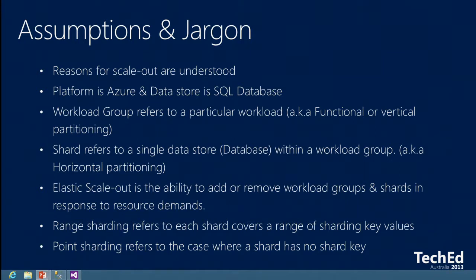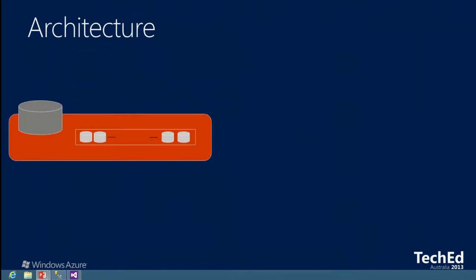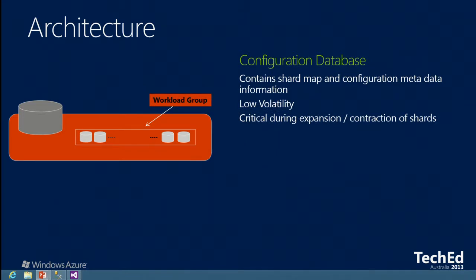So there's range sharding and point sharding. Range sharding refers to each shard covering a range of shard key values. So again, 1 to 100, this is a range. Could be negative 2 billion to 2 billion and things like that, right? So it could be a range depending on how many partitions you have. Okay, we're not going to talk about point sharding, but this refers to the case where there's no shard key. We didn't pick a shard key, or what they call the federation key. It's just point sharding. We're not going to talk about that. We're into range sharding.